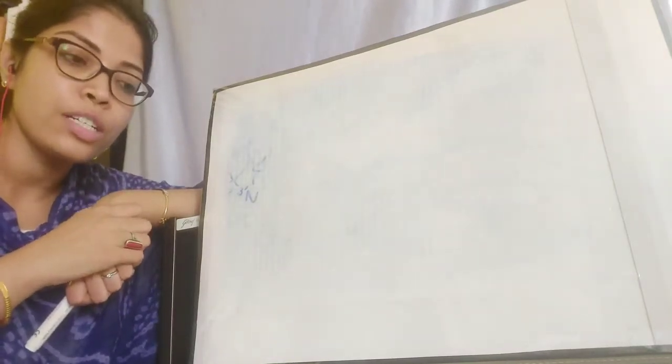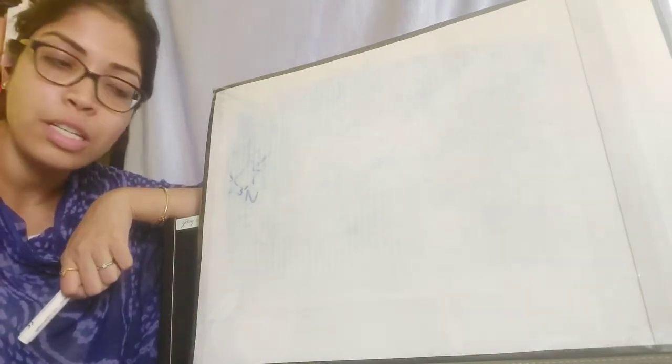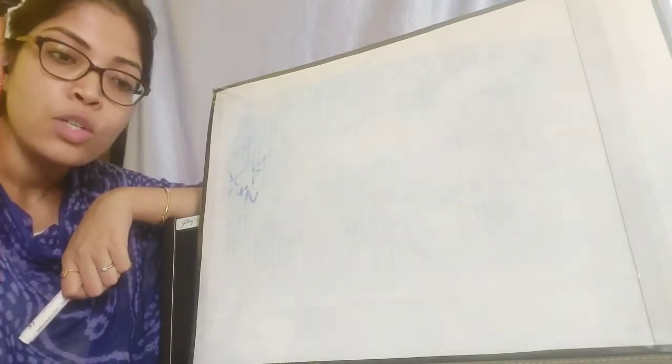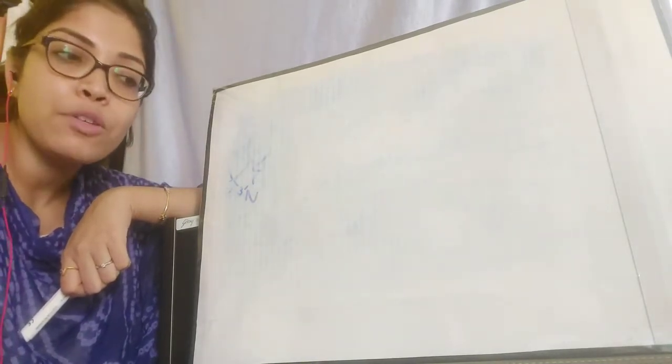Today I'm going to start a new chapter with you all, which is in your annual syllabus. The chapter is Classification of the Living World, chapter number 3 in your book. Okay, so this chapter is about the living world, the different types of organisms present in this living world and their classification. Okay, so let's start reading from the book.